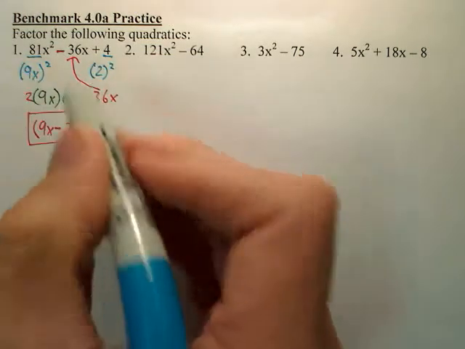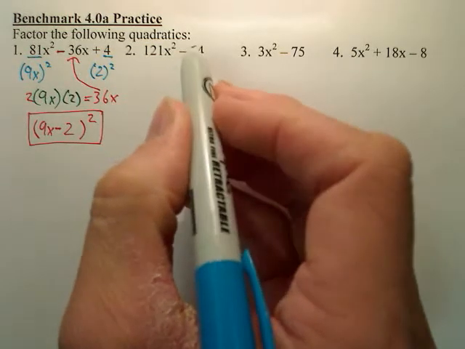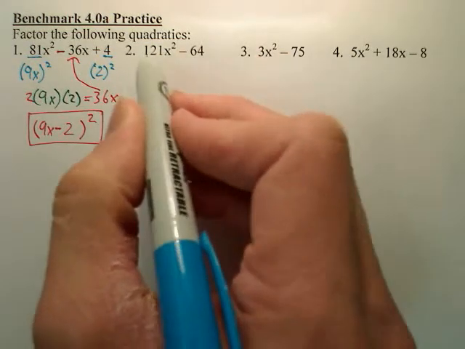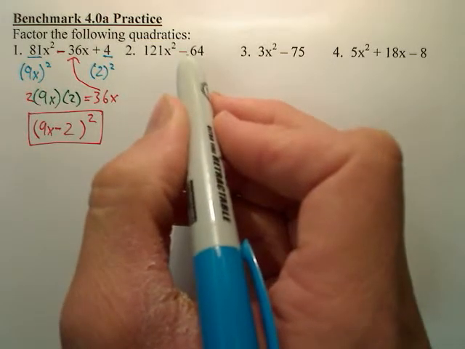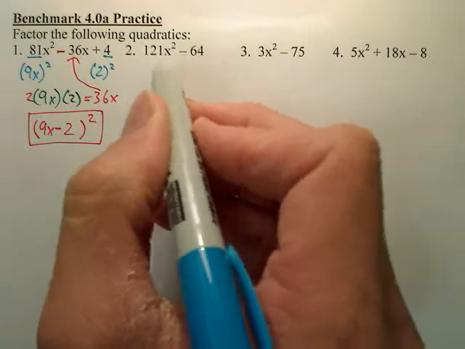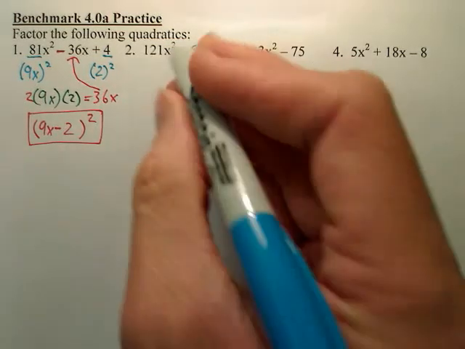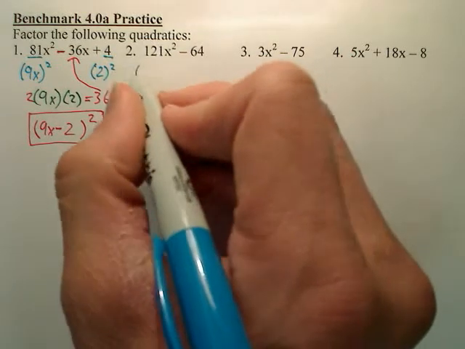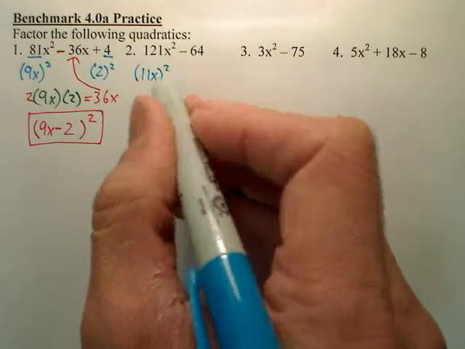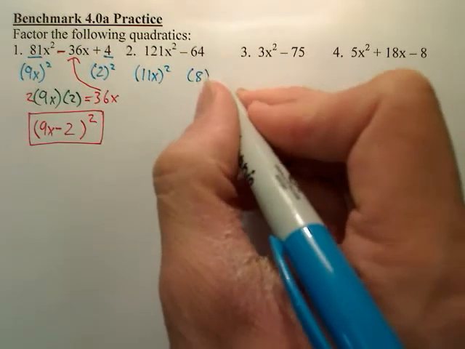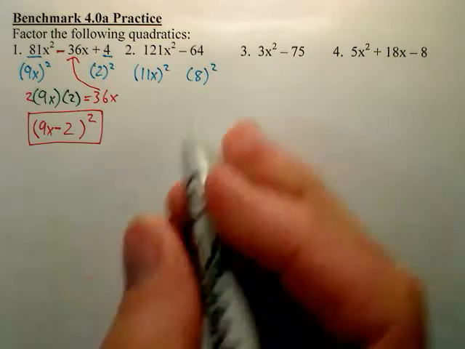Perfect square trinomial. Number 2 is not a trinomial. It's a binomial. But it also has squares. There's no GCF. First check for that. It has two squares. It's called a difference of squares because there's a difference of two square values. So the first one is 11x squared. The second one is 8 squared. There is a minus between, so we can proceed.